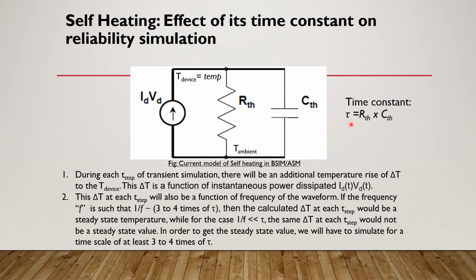So for example, if this time constant tau is correct, and let's say your 1/f is very, very less than tau, then obviously the self-heating will not affect the power amplifier reliability, right? Which is expected, which is logical. But if your tau is such that 1/f is approximately 3 to 4 times tau, then this scenario will definitely affect your power amplifier simulation in terms of the reliability prediction.